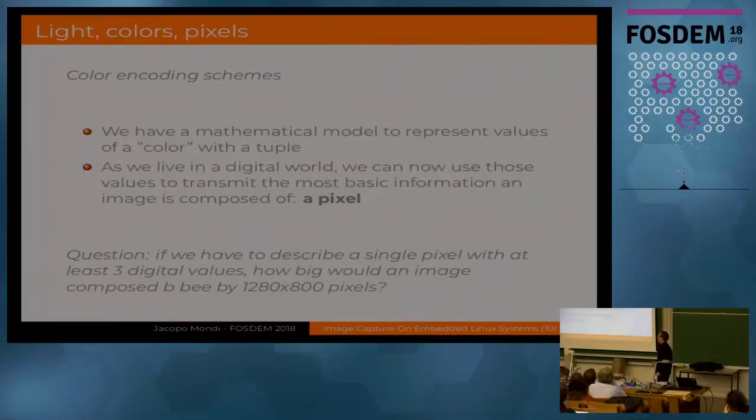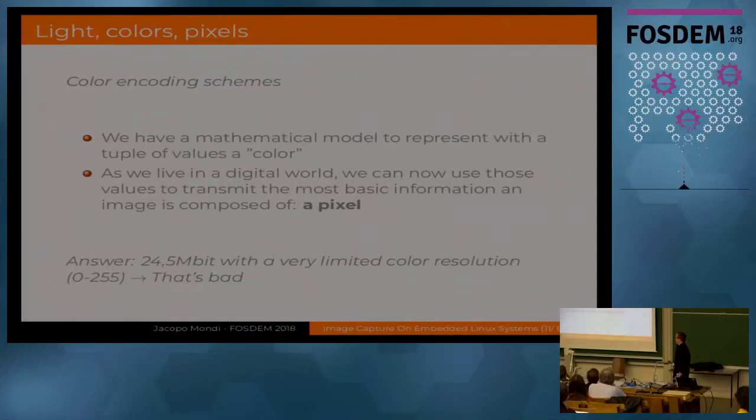And we can now look into the most basic component of an image, which is a pixel, which, I'm sure you know what it is. But we should ask ourselves, if we use three digital values to represent a single pixel, what is the bandwidth required to transmit an image of this size, which is not used for nowadays applications? It turns out the bandwidth required is quite high. For an image of that size, we will need 24.5 megabits, and that's not a good thing, because that means that we would need very high bandwidth buses, and things get complicated.